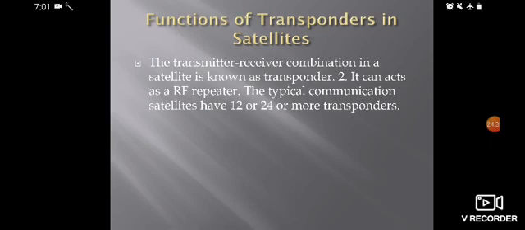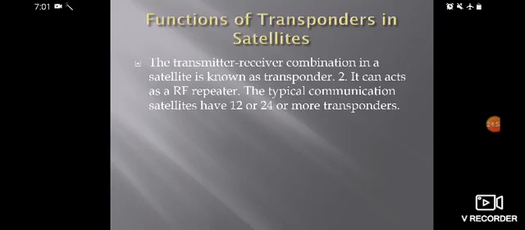So whenever we are using the transponder in our satellite, it does two works, that is, it will be transmitting some signals and it is also receiving signals. Both in combination in our satellite are going to be known as a transponder. Okay, which will be acting as an RF repeater also. They are calling it an RF repeater.